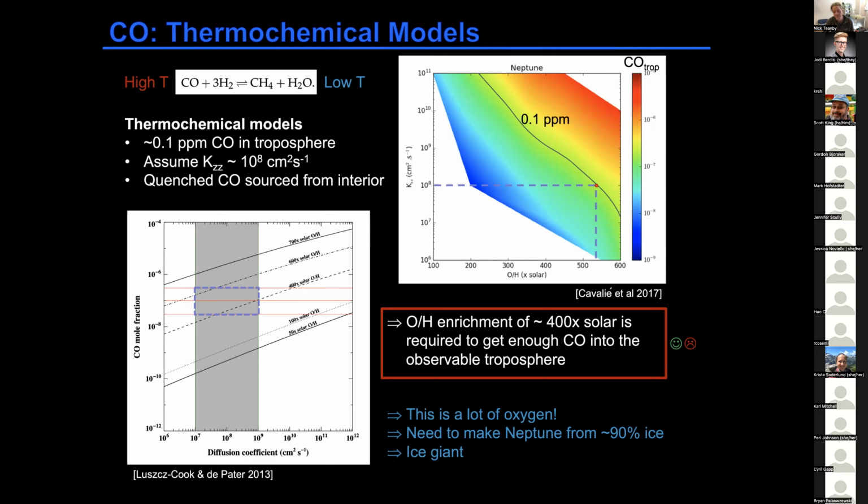Those abundance variations are quite different. And this is actually quite a lot of oxygen that we'd need. 400 times solar in the interior of Neptune means you've got to make it of 90% ice or so. So this is one of the main reasons this ice giant theory has got a lot of traction recently.